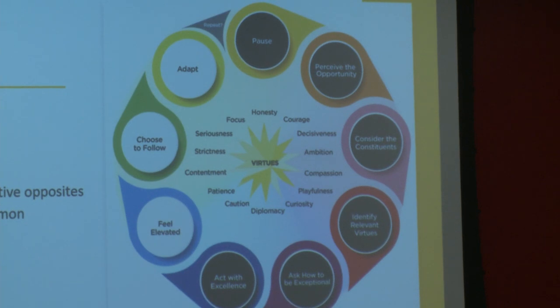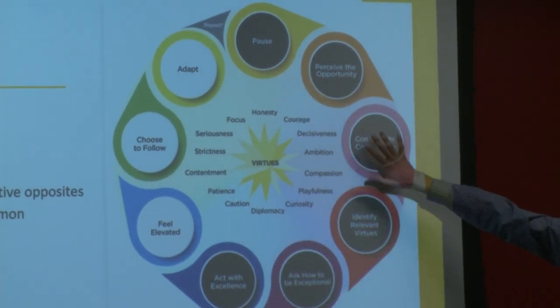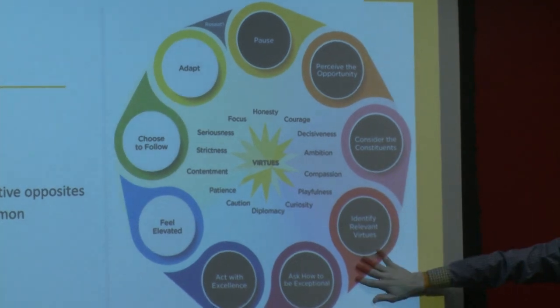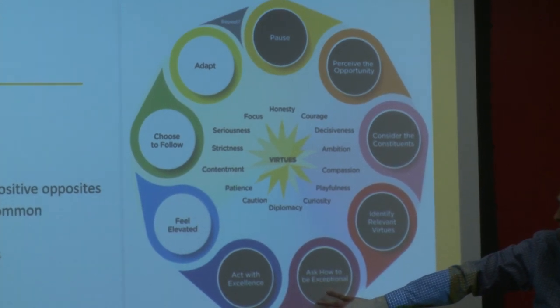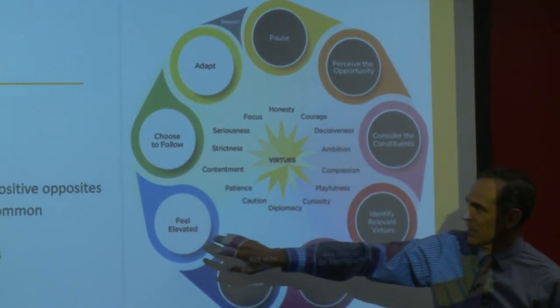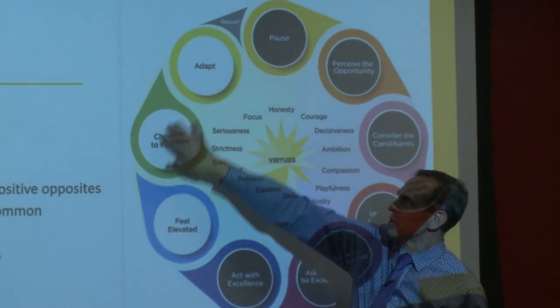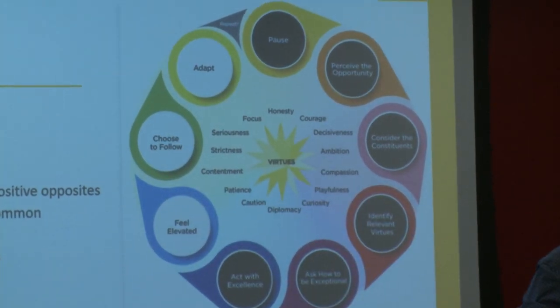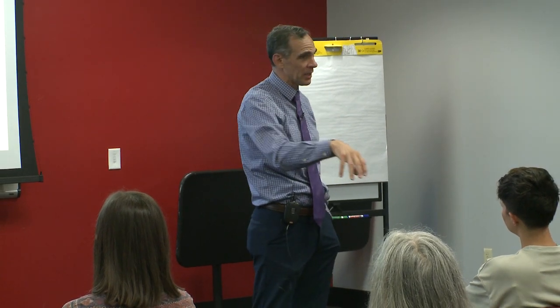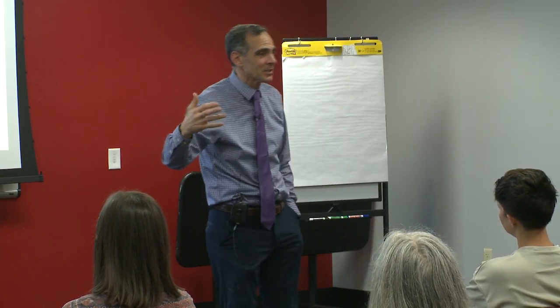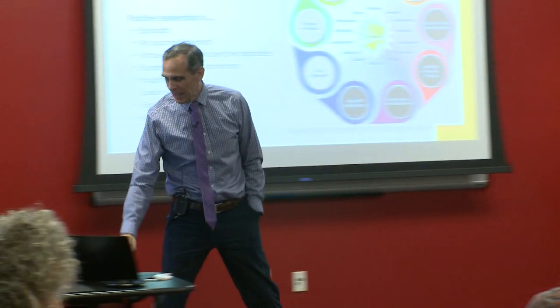Earlier Vicki was talking about how busy we are. In today's world, it's even harder because there's a million pressures. But if we want to lead and not just manage, we pause, perceive the opportunity, consider the people involved, identify the relevant virtues to this situation, and then ask ourselves how to be exceptional. And once we know that, we can act with excellence so that other people feel elevated, choose to follow, and follow in their own way instead of just imitating or obeying. Because sometimes when we give people the freedom to follow in the way they choose rather than controlling, they may actually exceed our expectations. So that's where we're trying to head with all of this.